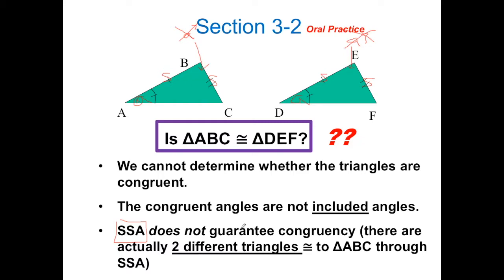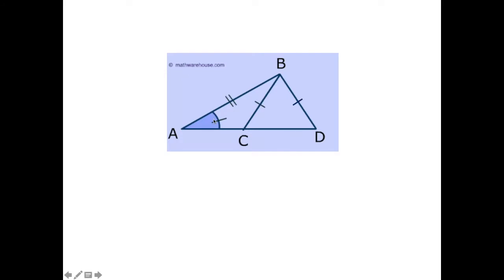There are actually two different triangles through SSA. So this is another thing I wanted to point out here, that this is one triangle. SSA does not guarantee congruent triangles, and there are actually two triangles you can oftentimes draw that have an SSA correspondence and aren't congruent to one another. So check this out here, triangle ABC could be drawn like this with a side length of this, a side length of this, and an angle like that.